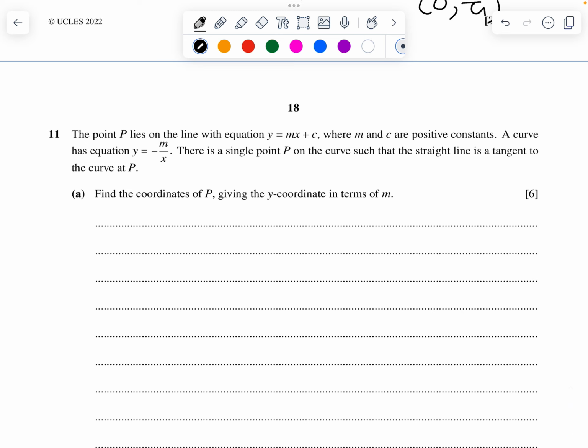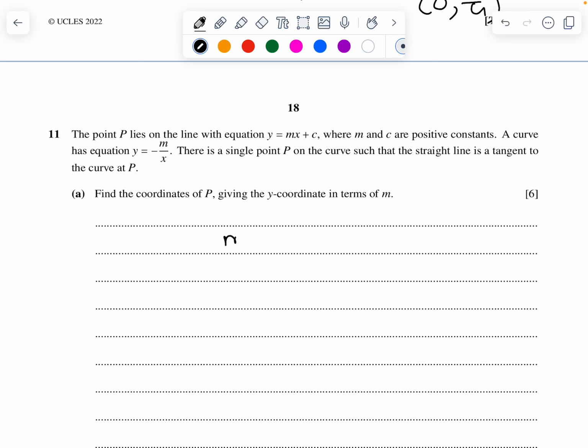Last question, question number 11. The point P lies on the line with an equation y equals mx plus c. A curve has an equation y equals minus m upon x. There is a single point P on the curve such that the straight line is tangent to the curve. Find the coordinates of P, giving your answer in terms of m.